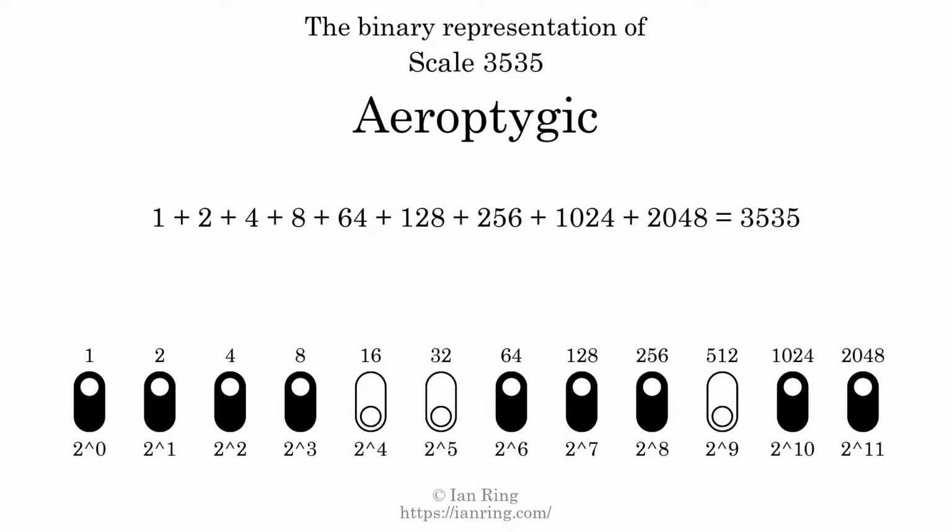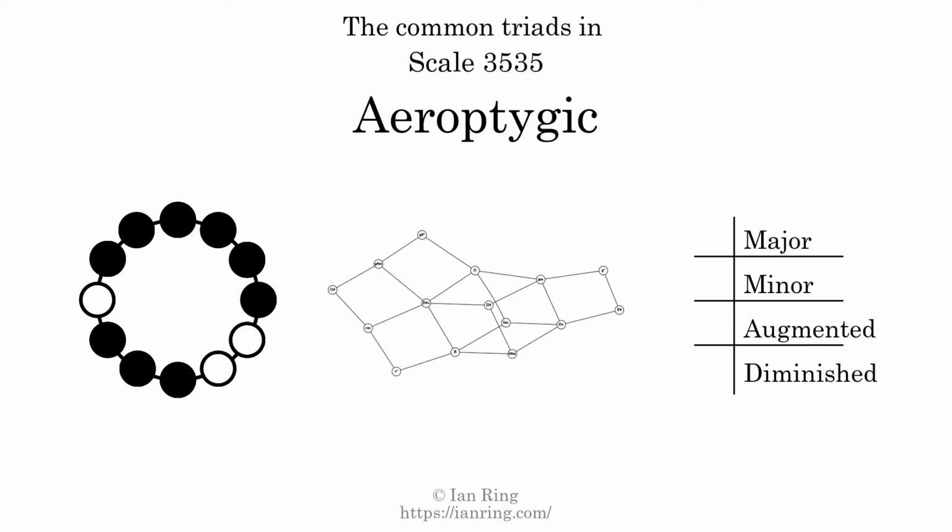The scale number not only enumerates the scale with a unique index, but it also literally describes the tonal content of the scale. Represented as a binary number in base 2, the scale number is 110111001111. Here are the common triads present in this scale.